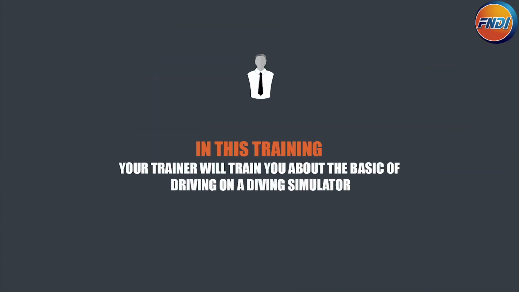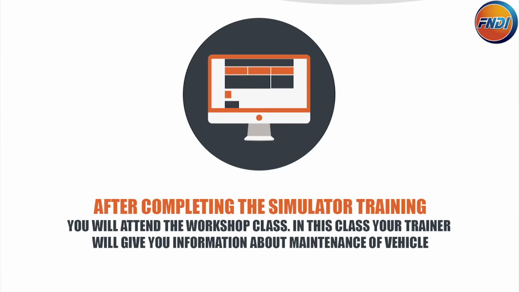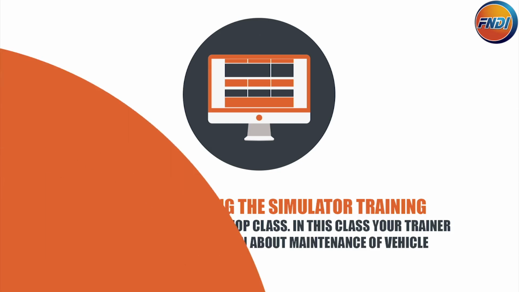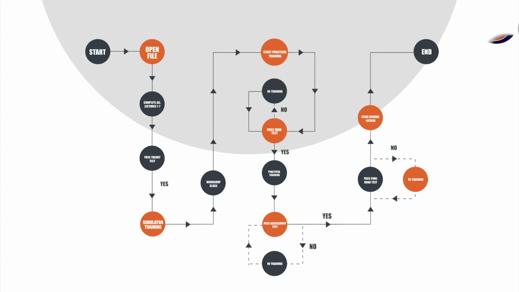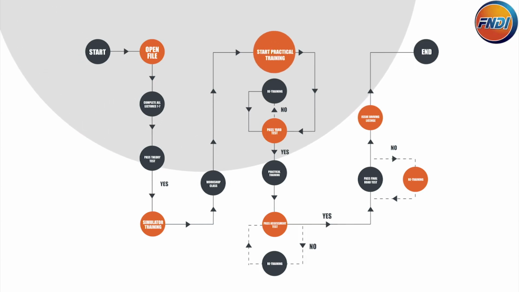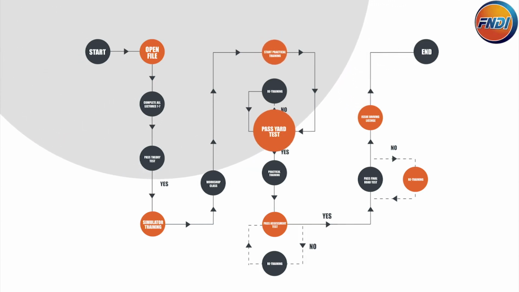In this training, your trainer will train you about the basics of driving on a driving simulator. After completing the simulator training, you will attend the workshop class. In this class, your trainer will give you information about maintenance of vehicle. After completing the workshop class, you can now start your practical training. In this training, your trainer will prepare you for your yard test.